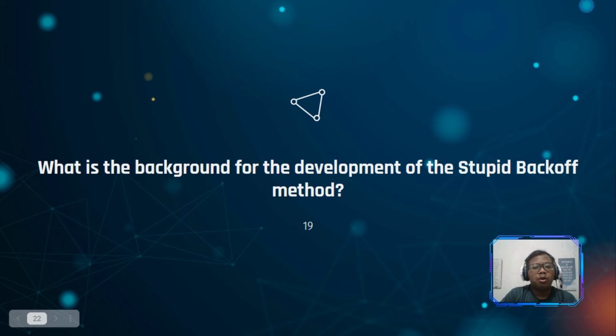Next is, what is the background for the development of the stupid backoff method? Stupid backoff gives up the idea of trying to make the language model a true probability distribution. There is no discounting of the higher order probabilities. If a higher order n-gram has a zero count, we simply back off to a lower order n-gram, weighted by a fixed, context-independent weight.